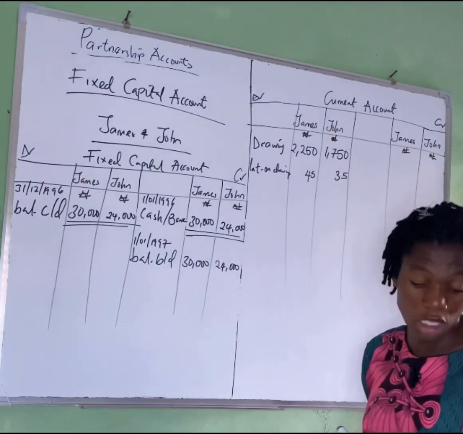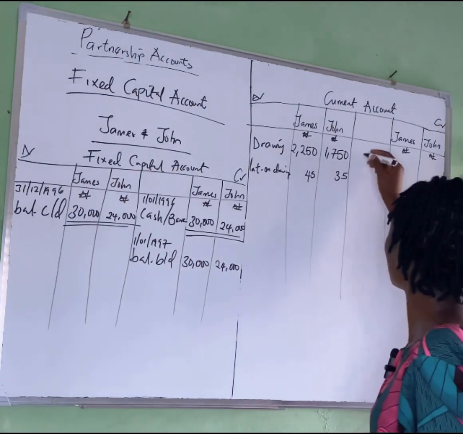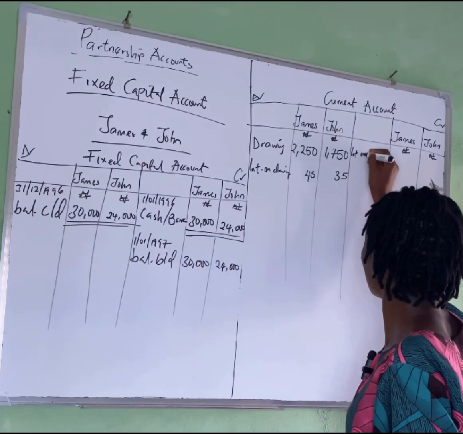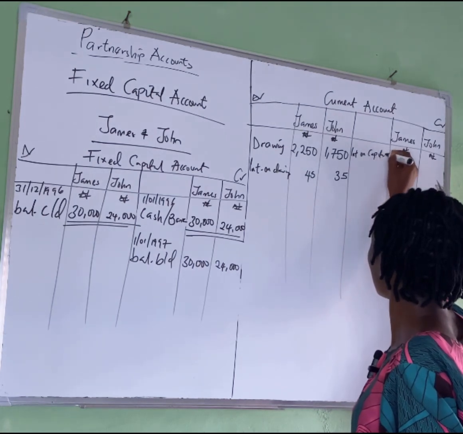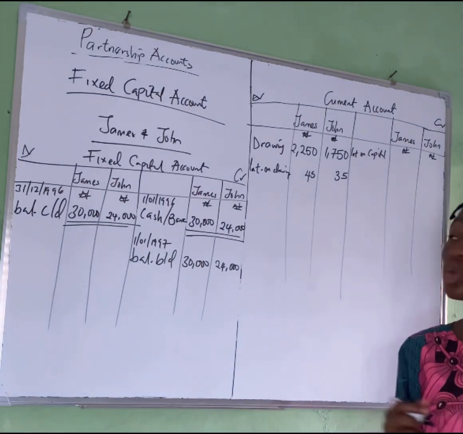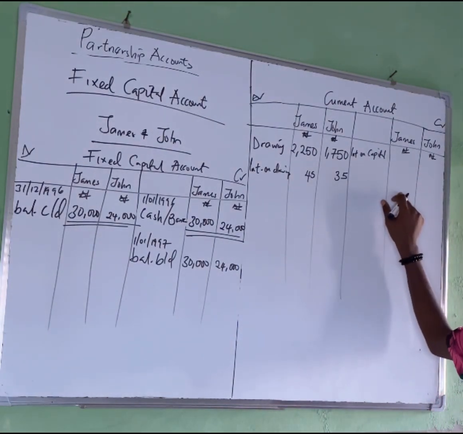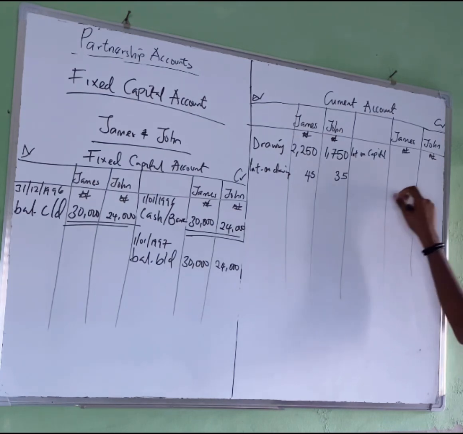Now on the credit side we're going to have the interest on capital. Simply put, everything that was deducted in our appropriation account will be credited in our current account. Every item that was deducted in the appropriation account will be credited here.